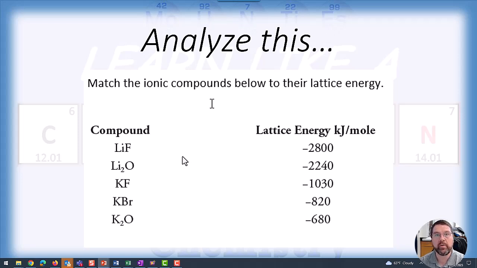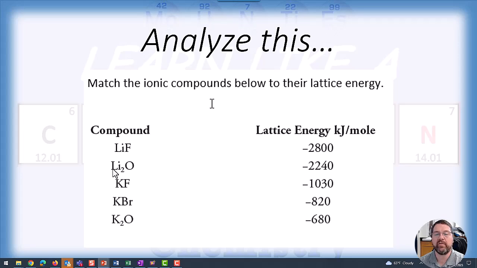So if we start with the charges, lithium fluoride, that's going to be +1, -1. Lithium oxide, that's going to be +1 and -2. Potassium fluoride, +1, -1. Potassium bromide, +1, -1. Potassium oxide, +1, -2. So in terms of charge, our two oxide compounds are going to be vying for these top lattice energies. Because they both have oxide in common, we look to the size of the cation, and lithium is the smaller of the two.